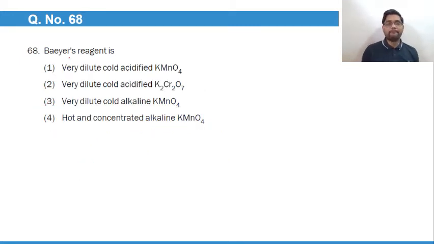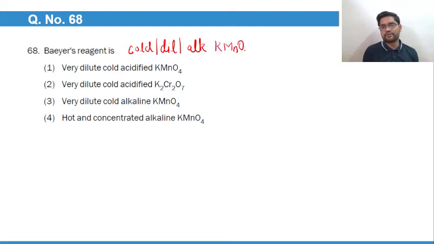Question 68: Baeyer's reagent is cold, dilute, alkaline KMnO4. It's not acidified, and it's not K2Cr2O7. Very cold, dilute, alkaline. Yes, this is the right answer. So for 68, option number 3 is the right answer.